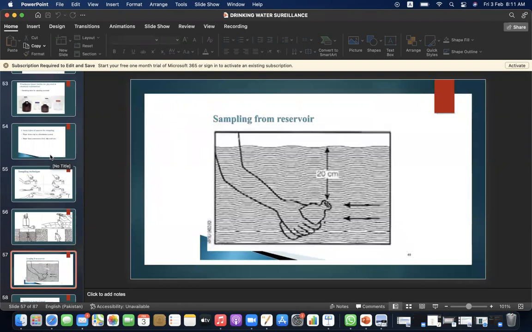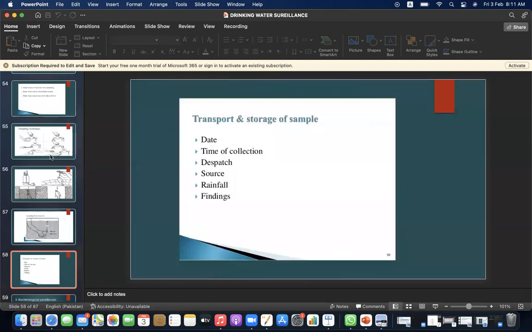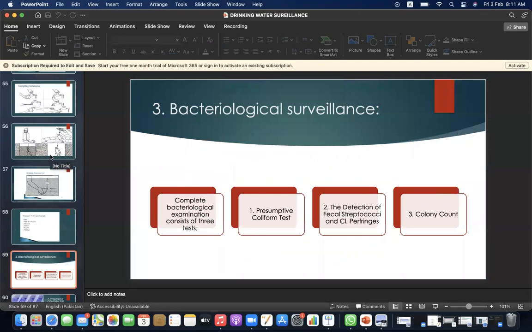Sampling from reservoir, transport and storage of sample, date, time of collection, dispatch, source, rainfall findings. Third is the bacteriological surveillance.